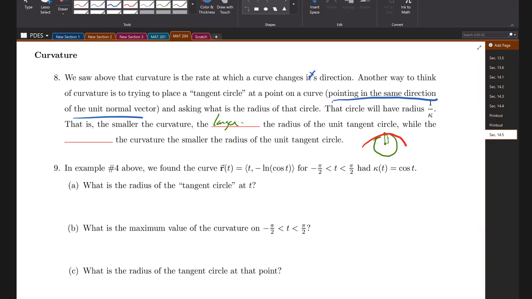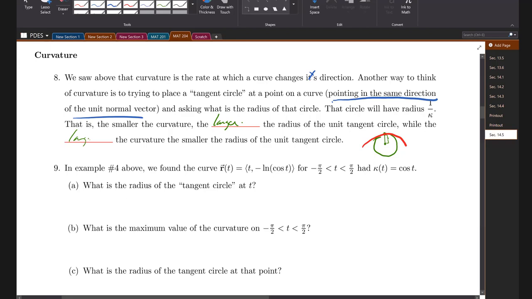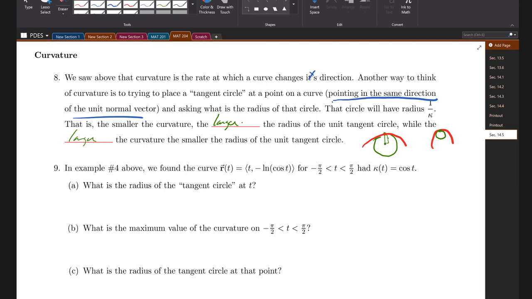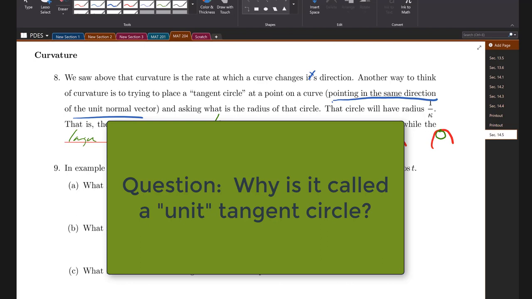Likewise, the larger the curvature, the smaller the radius of the unit tangent circle. If this curve had a really tight bend to it, at this point right here, if I wanted to put a unit tangent circle, there would be like that, something like that. Not a great drawing. But that circle would have a smaller radius because it has a larger curvature. Why is it called the unit tangent circle?